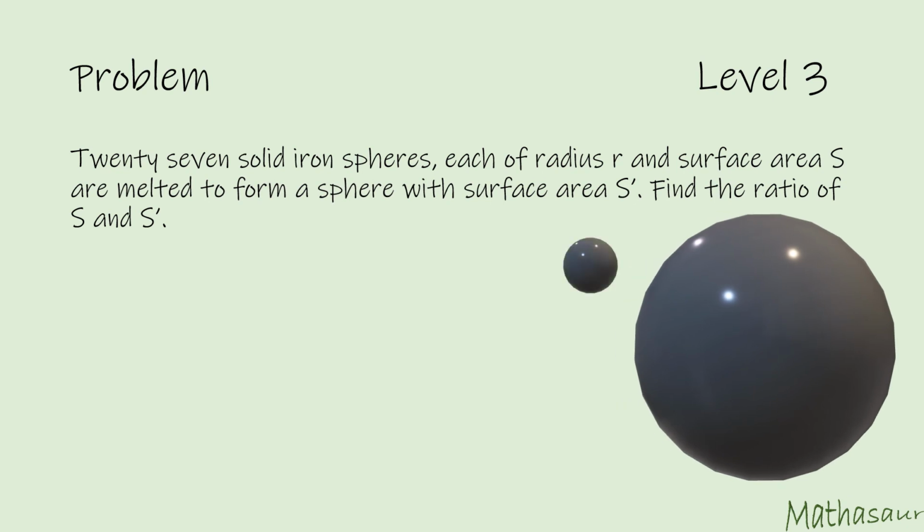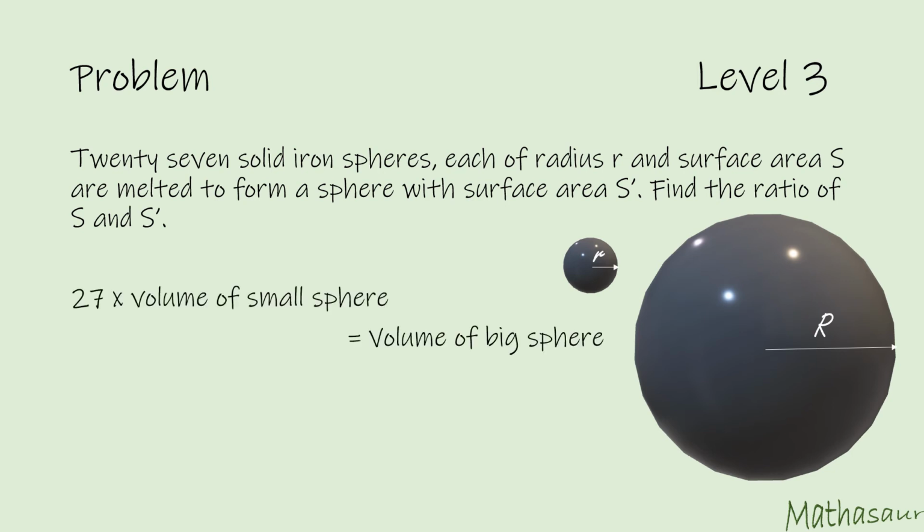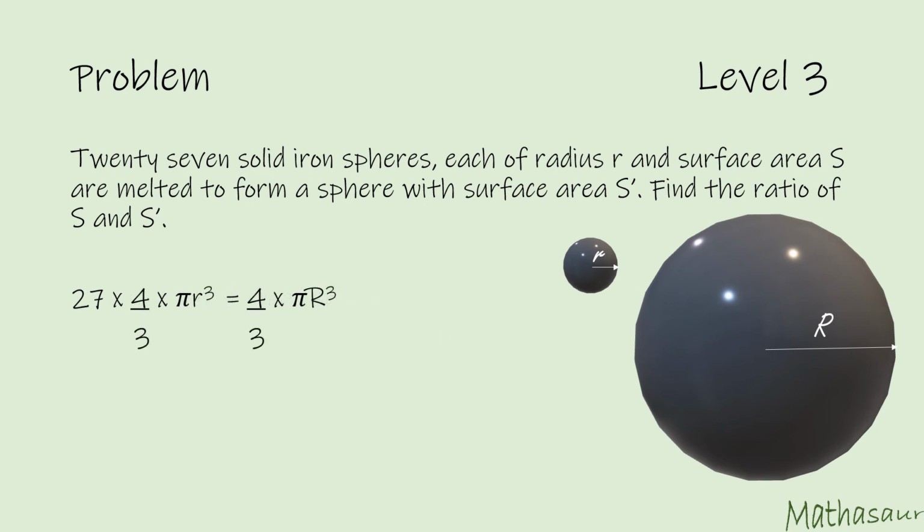Alright, let us call the radius of the small sphere as small r and radius of the bigger sphere as capital R. Now since the volume of the small spheres was melted to form the volume of the bigger sphere, mathematically we could write that 27 times volume of small sphere is equal to volume of big sphere. Or 27 times 4 upon 3 pi small r cube is equal to 4 upon 3 times pi capital R cube. Let us divide both sides by 4 upon 3 pi. We get 27 small r cube is equal to capital R cube.